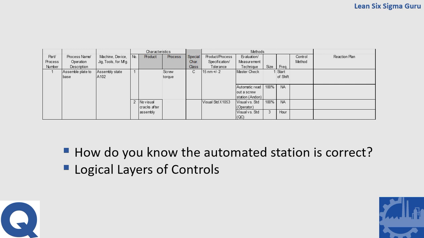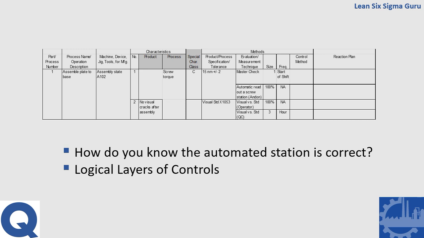So consider layers of controls. For example, we measure the screw torque. We do that 100%. But how do we know the automated station is correct that does the screw torque? Well, we have masters. We have masters at different levels that we can run. We can run them at the beginning of each shift to make sure that those masters are correct. Then we know that the measurements that we're getting from the station can be relied upon. We also want to put in logical levels of layers of controls. Sometimes redundancy is a good thing inside setting up quality systems and control plans.